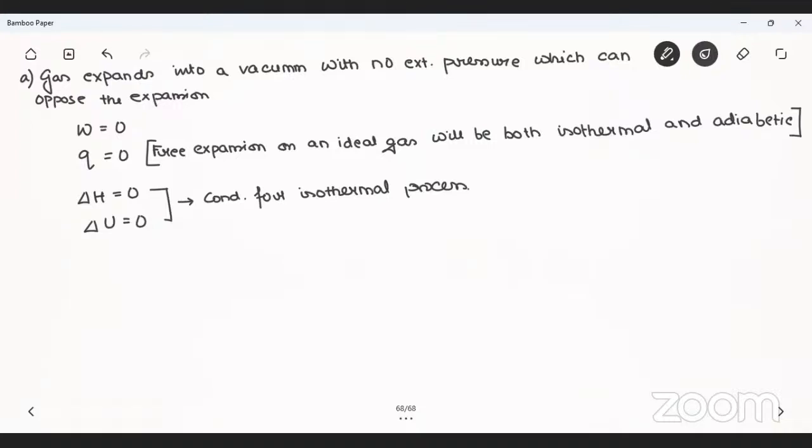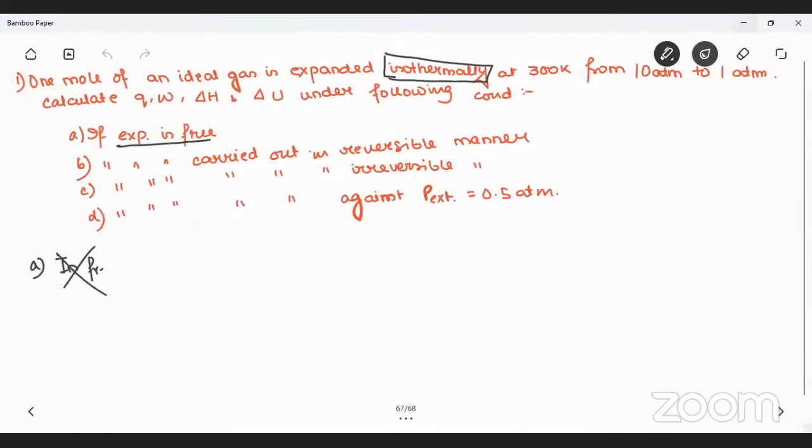Clear or not? This free expansion, no, ma'am. Which part is not clear for you? See, in your question, they have asked you to calculate these terms: work done, heat exchange, enthalpy change, and the internal energy change. For an ideal gas, right? They have asked you to calculate this for 1 mole of an ideal gas. These are the keywords you need to find in your question.